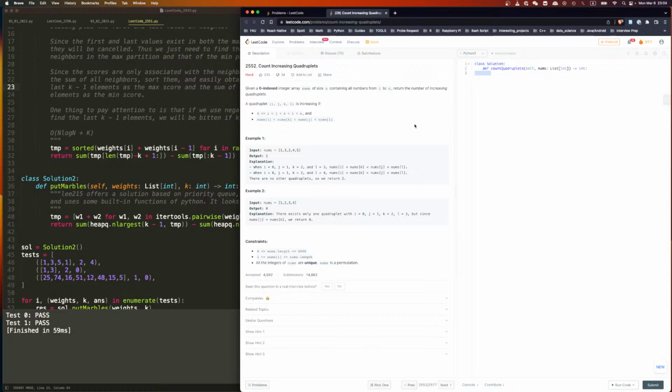Yep, we know how many is in between, and then just multiply by how many on the left side. How many is in this? Multiply on the left side. How many is in this? Multiply on the left side. That's O(n) squared.